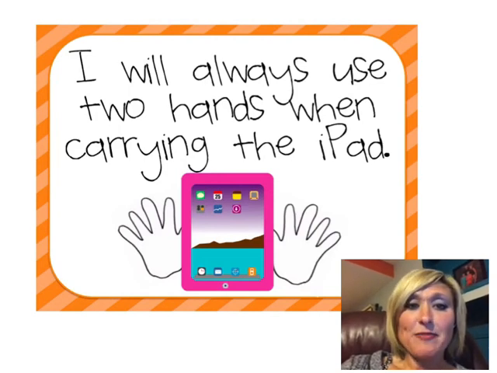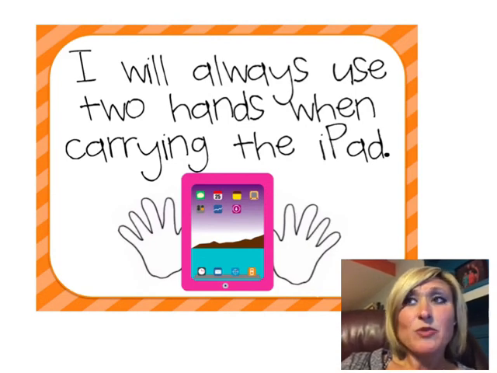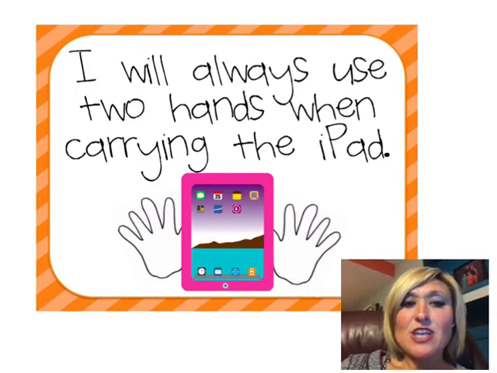Now, the cases that your iPads are in are pretty sturdy, but it's very important that you carry your iPad the right way so that it doesn't get damaged. As the year goes on, we tend to see more and more damage done to our iPads. It's your responsibility as an iPad user to make sure the iPad that you're responsible for does not get damaged. So, always carry your iPad with two hands.